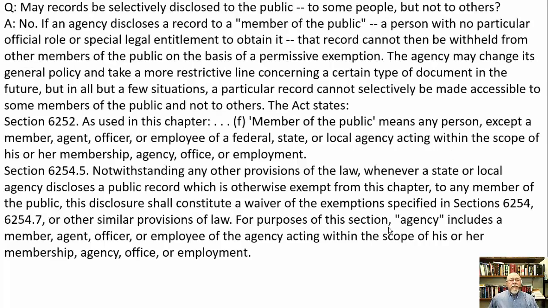This comes up. Can records be selectively disclosed to the public, to some people but not to others? And no. So if you are involved in a controversy. There's something going on in your town or in your county, and you want information because you want to oppose something or you want to be in favor of something. And they won't give you information, but they will give information to your opponents. Well, that's not legal under CPRA. So if they give information to any member of the public, then all members of the public are entitled to that same thing.